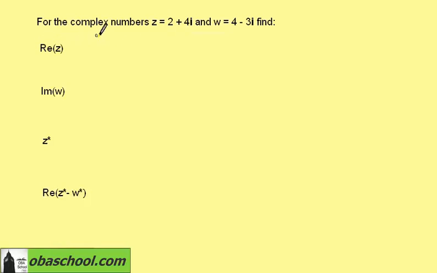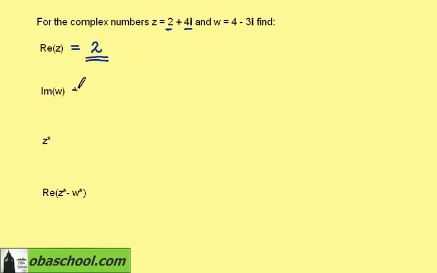For the complex numbers, z is 2 plus 4i, and w is 4 minus 3i, we want to find, firstly, the real part of z. If we look at z, we can see the real part here, and the imaginary part here. The real part of z is just 2.